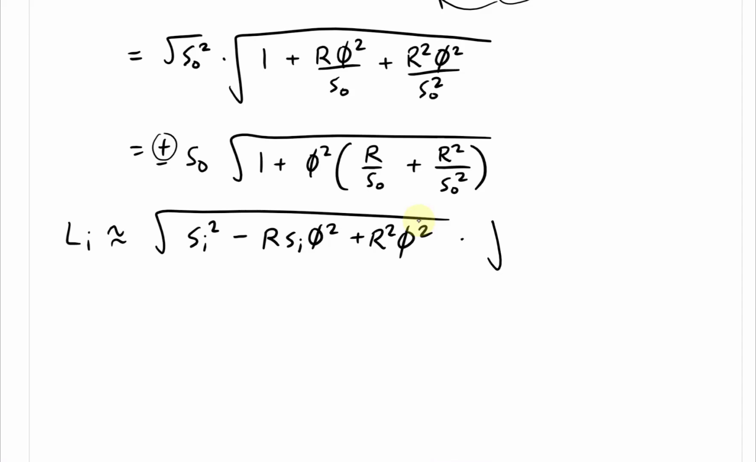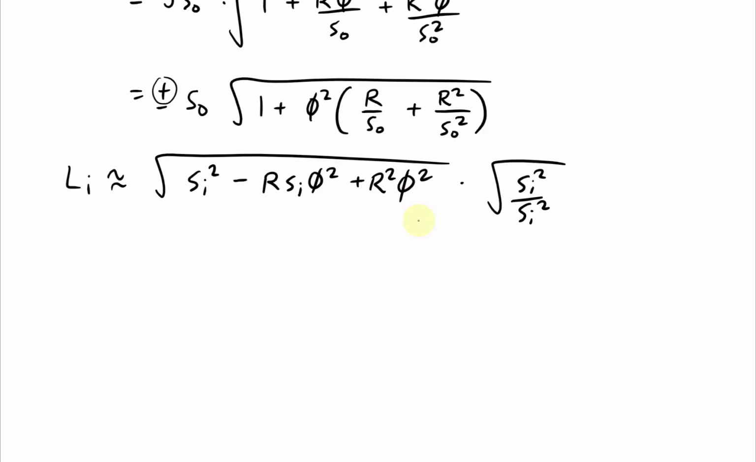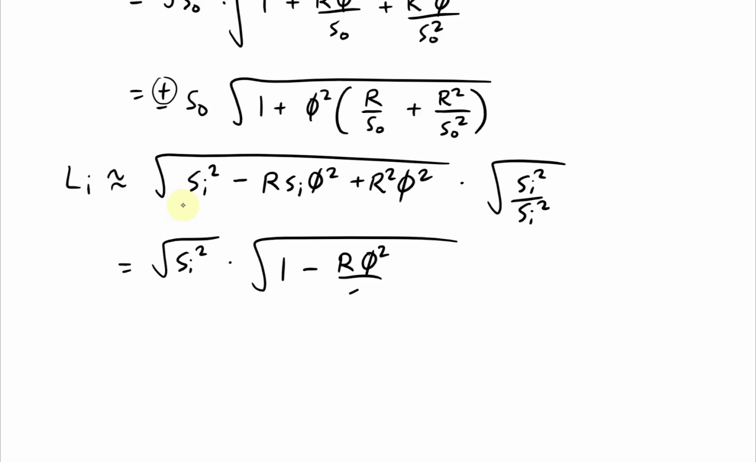Same thing, multiply this top and bottom by si squared over si squared. Now we can divide by the bottom one. Move this in the front: si squared. Again, we're not changing anything, this is just unity, you're just multiplying by 1 in a different way. So now this divides into, over here, it's going to be 1 minus R, the si goes away, phi squared over si, and then plus R squared phi squared over si squared.